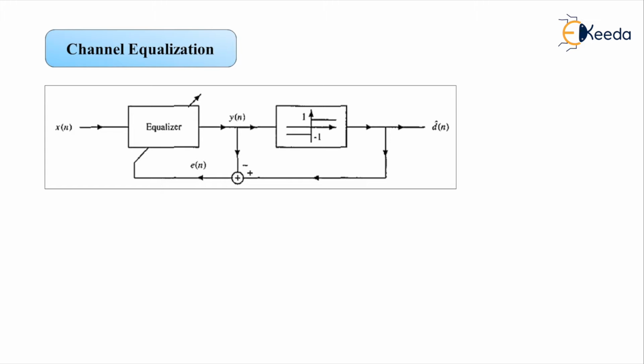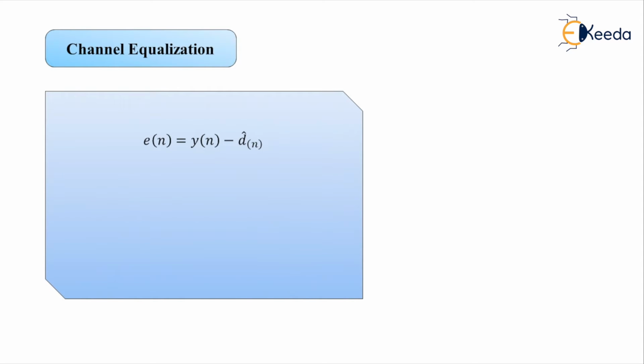In a specific case, if there is no error on the output of the threshold device, we can say that d cap of n is exactly the same as d of n. At that time the error sequence may be formed by taking the difference between the equalizer output denoted by y of n and the output of the threshold device. So it can be denoted as e of n is equal to y of n minus d cap of n. Because of this, the particular approach is called the decision directed methodology.